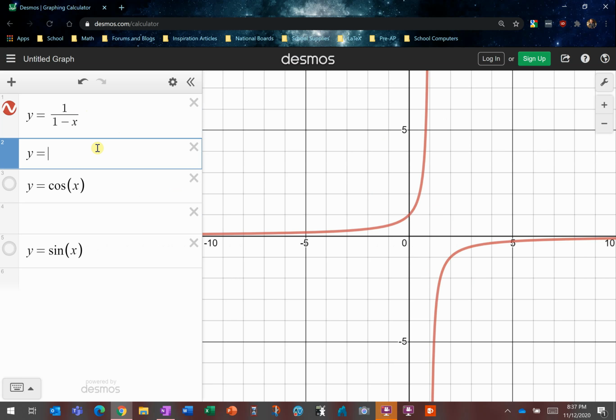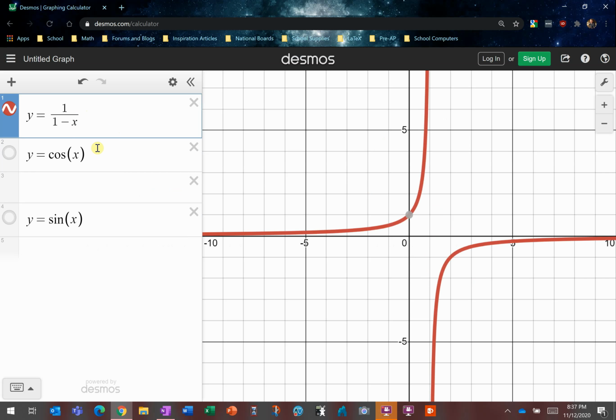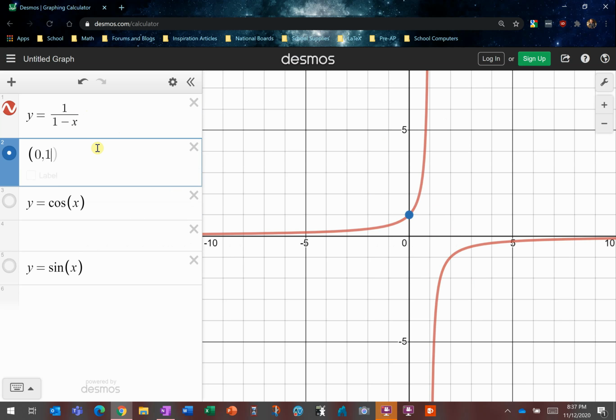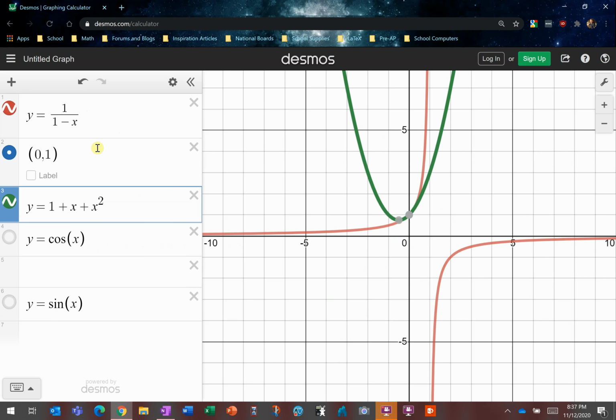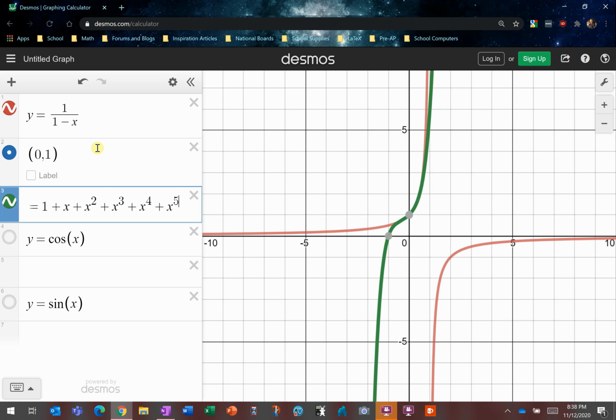And we said that the Maclaurin series is going to be centered at 0, 1, right? So they have to share that point. And so my Maclaurin series is 1 plus x, tangent line, plus x squared, quadratic curve, plus x cubed, plus x to the fourth, plus x to the fifth.